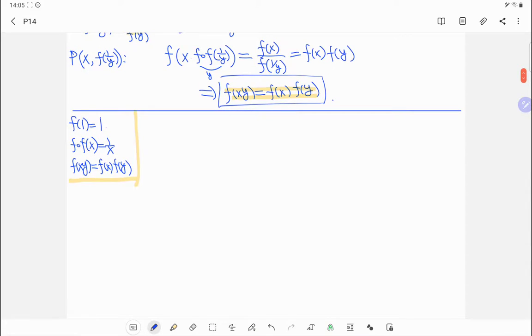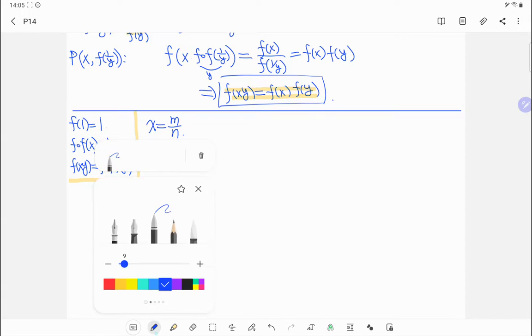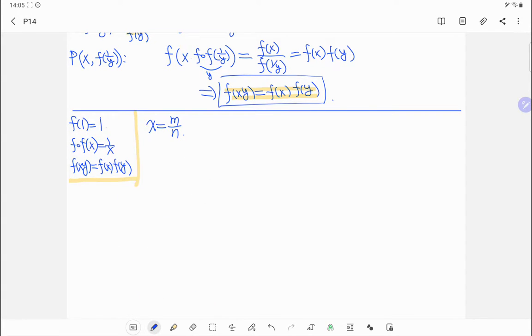So let's see, for a positive rational number, we can always write it as m over n. Both m and n are positive integers if x is a positive rational number. And there will be more or less 4 cases. The case 1 is if m equals 1, n equals 1. m, n are positive integers. So if both m, n are 1, we already know f of 1 is 1.